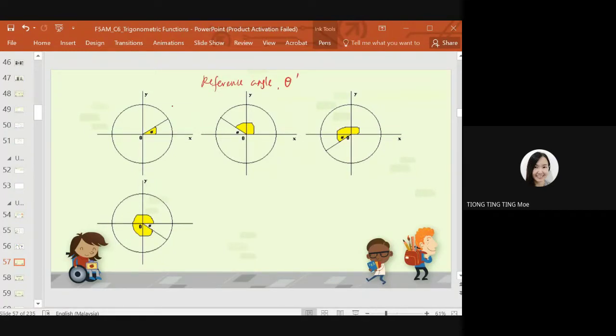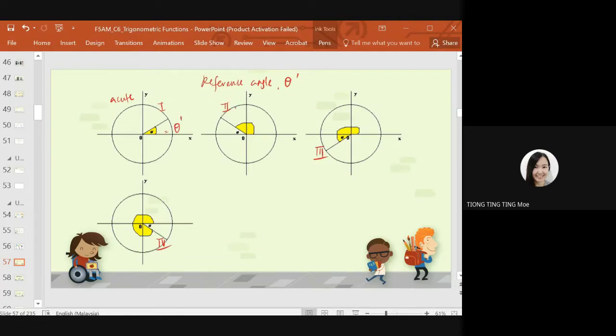Okay, so let's say you see the quadrant 1. This is quadrant 1. This is quadrant 2. This is quadrant 3. Then this is quadrant 4. For quadrant 1, the angle here is acute, right? So it's an acute angle, so you need not change it. The reference angle is the same.